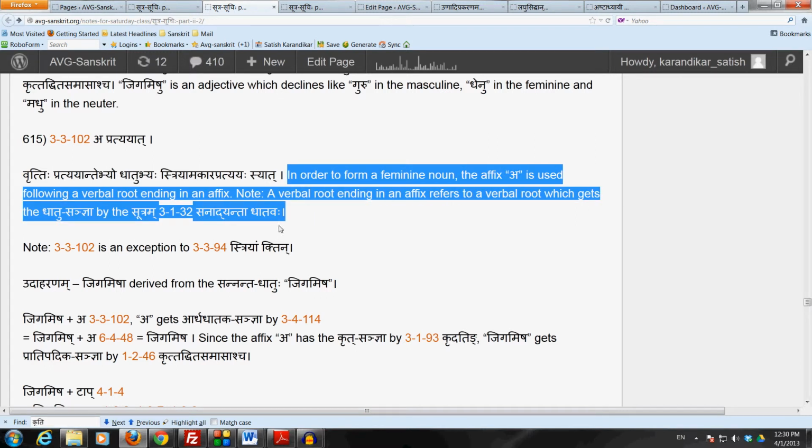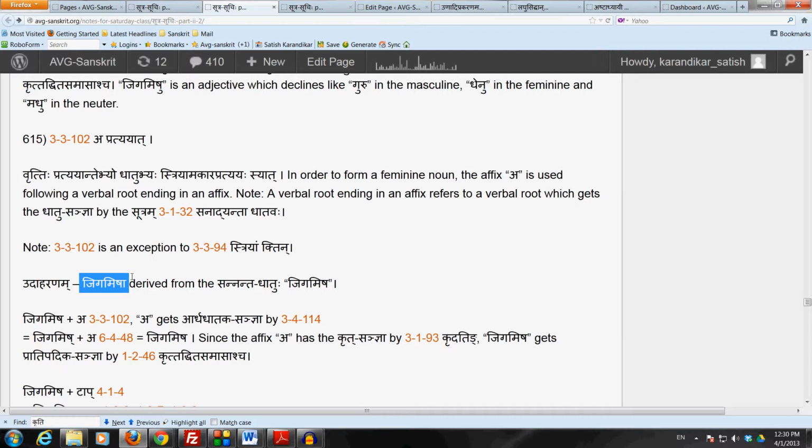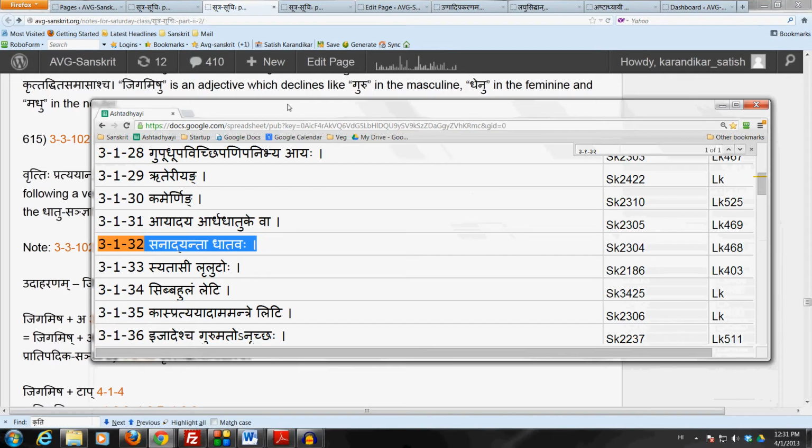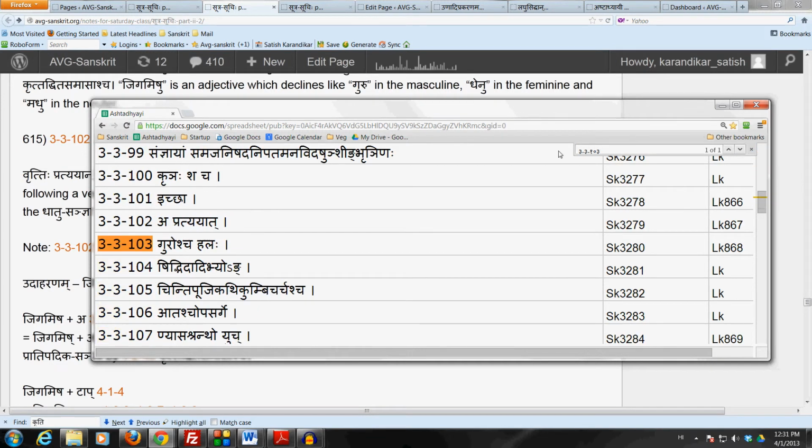We used it when we derived the form jigamisha from the sananta dhatu jigamisha. Now please note that this affix a is an apavadha, an exception to the affix ktin, the default ktin prescribed by striyam ktin. And the vritti of a comes down from 3.3.102 to 3.3.103, which is what we are taking now.